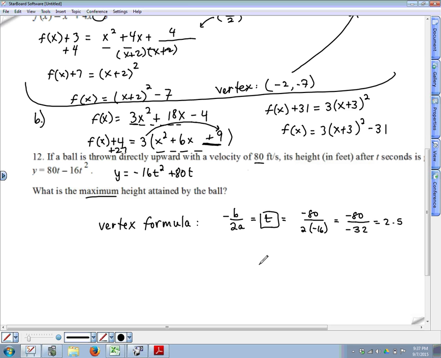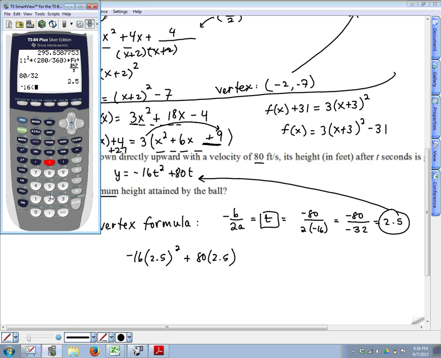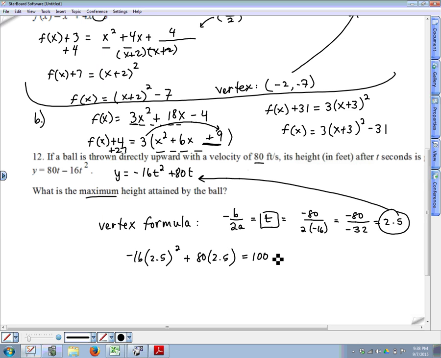So the ball reaches its maximum height after 2.5 seconds, but the question is, what is the maximum height attained by the ball? So you have to take this 2.5 and plug it back into the equation for t. Again, it's probably easier to just do this on a calculator. Negative 16 times 2.5 squared plus 80 times 2.5. This ball reaches a maximum height of 100 feet.